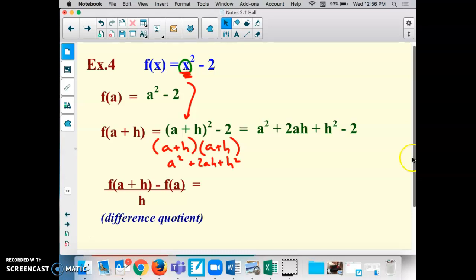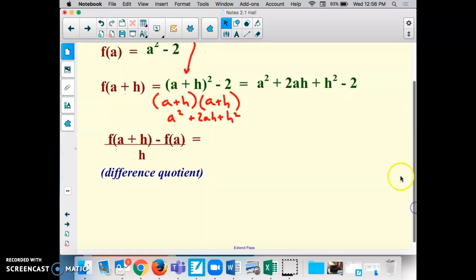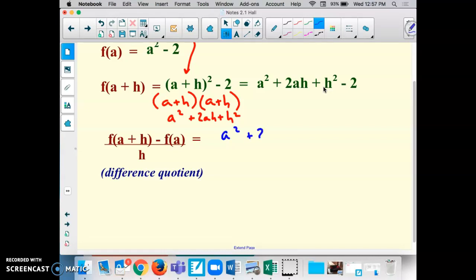So now I have both parts of my difference quotient, so I can go ahead and do this last part. I already know what f of a plus h is. That's what this is right here. So I'm going to put that in first. In the place of f of a plus h, I'm going to put in a squared plus 2ah plus h squared minus 2. That's taking care of this part.